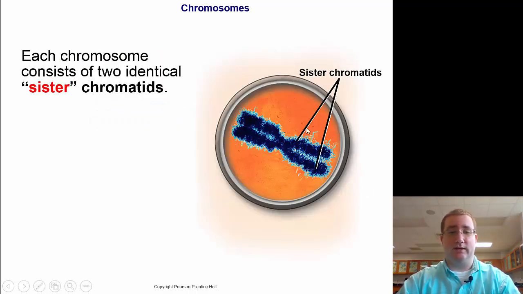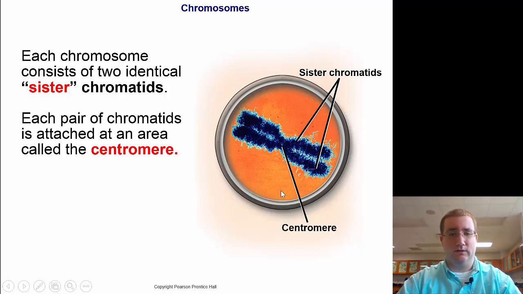Each individual duplicated chromosome consists of identical sister chromatids. And this will get pretty confusing in class because we call unduplicated chromosomes chromosomes. So if there's just one of them that's unduplicated, we call it a chromosome. But when you duplicate it and make an exact copy of it, we still call that a chromosome. However, that duplicated chromosome has two exact copies, two sister chromatids. So chromatids are exact copies of each other, and together they form one duplicated chromosome.